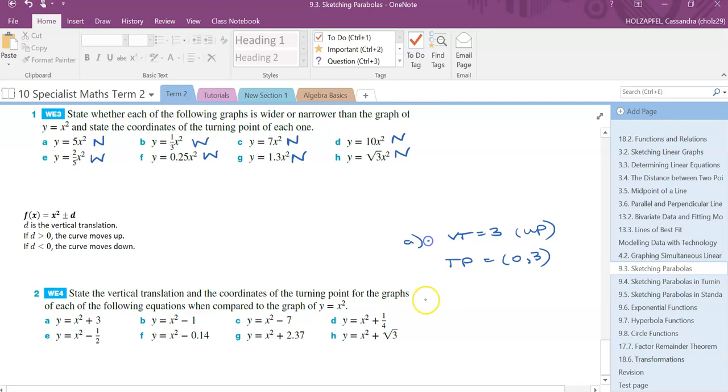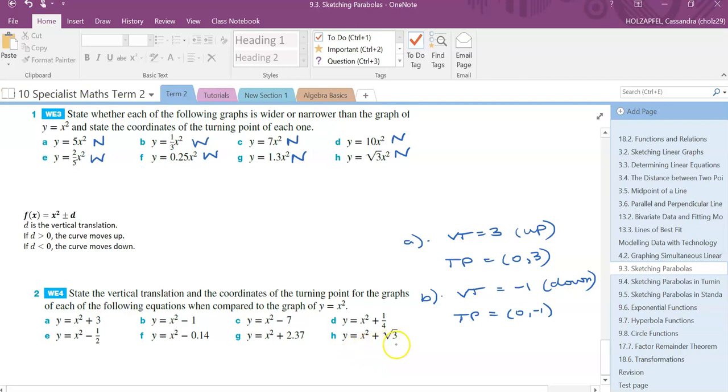So that was for question A. For question B, the vertical translation is going to be negative 1. So that's going to be down because it's a negative value. And if we have the turning point that was at (0, 0), it's now shifted down 1. So the new turning point is going to be at (0, -1).